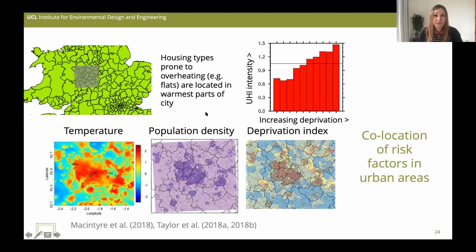And in fact, if you plot increasing deprivation with urban heat island intensity, you see this kind of increasing relationship here. And we found that housing types which are prone to overheating, like flats and apartments, tend to be located in the warmest parts of the city. That's also true for things like hospitals and care homes and nurseries as well. So these are places where vulnerable people may live or have to visit, and they tend to be in places that are subjected to high heat stress.